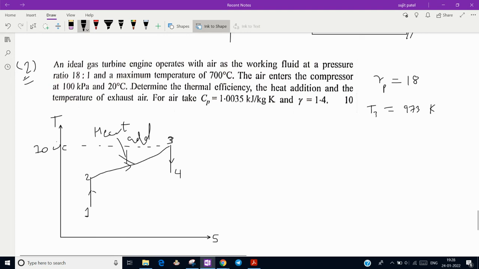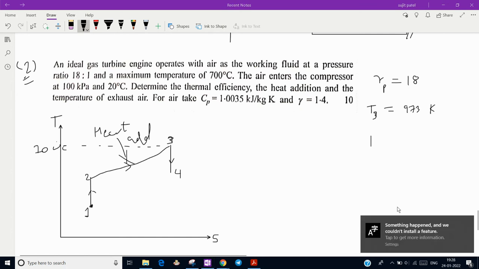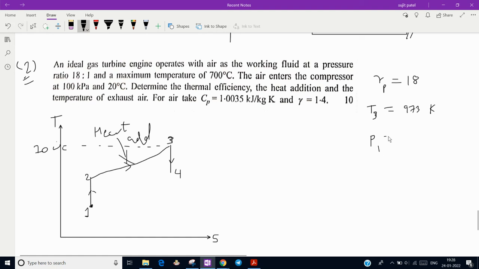And the air enters the compressor at 100 kilopascal and 20 degrees Celsius. So here it is at point 1. Air enters the system at point 1. So P1 is equal to 100 kilopascal, and T1 is 20 degrees Celsius. If you convert it, you can find 293 Kelvin. Now the Cp value is given and the gamma value is also given. We have to find the thermal efficiency, the heat addition, and the temperature of the exhaust gas.